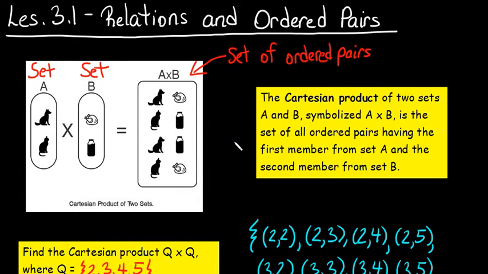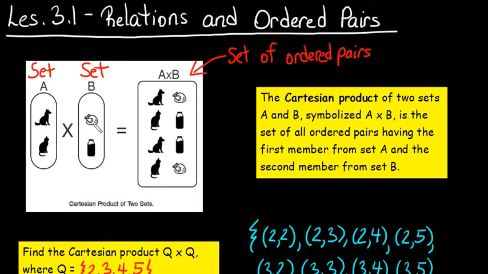Well, we are going to start slowly getting into graphing. And before we do that, we need to understand what relations are and what ordered pairs are. So I found this cute picture of a dog and a cat and some chicken and some milk. So we're going to just use this to show two different sets. We've got set A and set B.